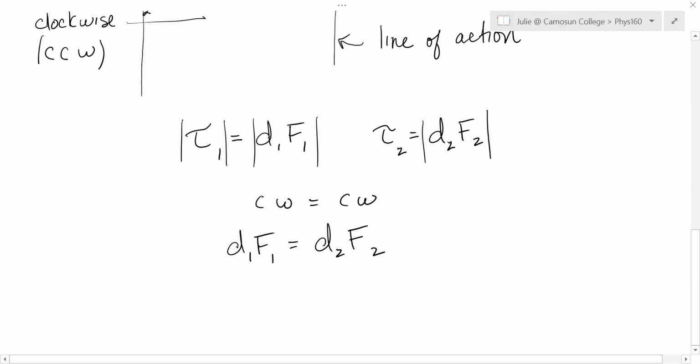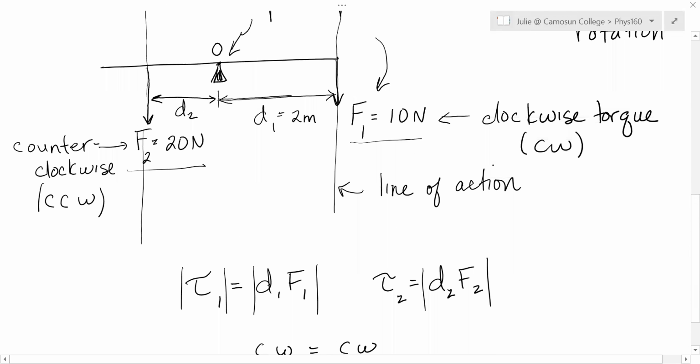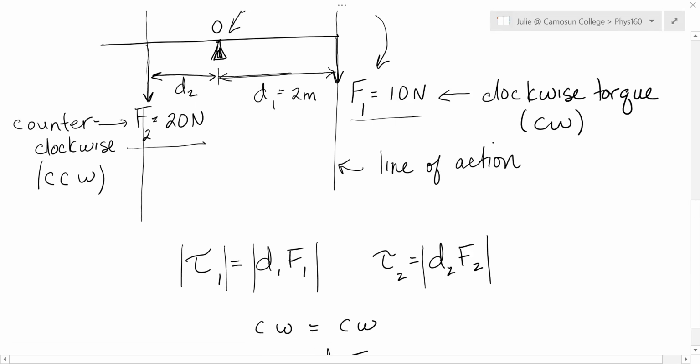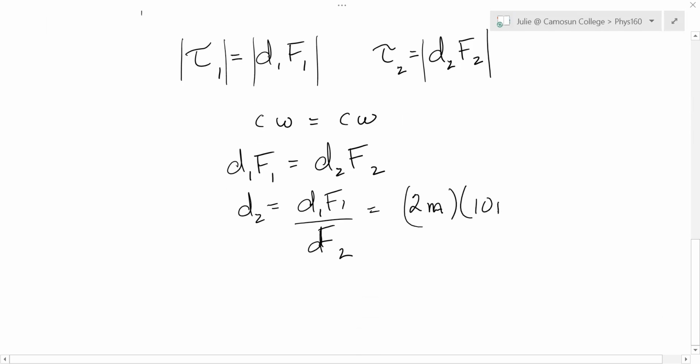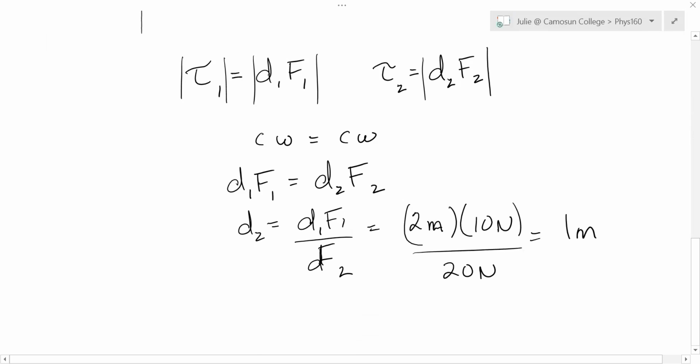And the question may be, well, just what is D2? How far away do we put that 20 Newton force to get this teeter-totter to balance? And so we could just solve for D2. And that would be D1 F1 divided by F2. So it would be 2 meters times 10 newtons divided by 20 newtons. And we would see that it has to be at only 1 meter.